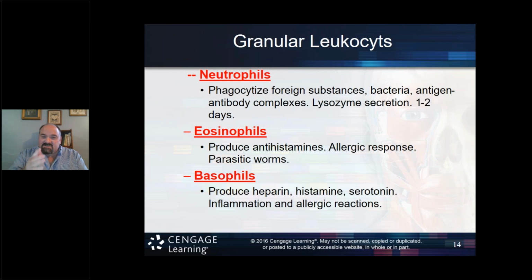Okay, so there's T and B lymphocytes. We'll talk about that in more detail when we get into the chapter regarding the lymphatic system and also the immune function of the body. Okay. This lysozyme is an enzyme that can be secreted, and this will also be involved in the destruction of whatever the neutrophil is attacking. Okay.